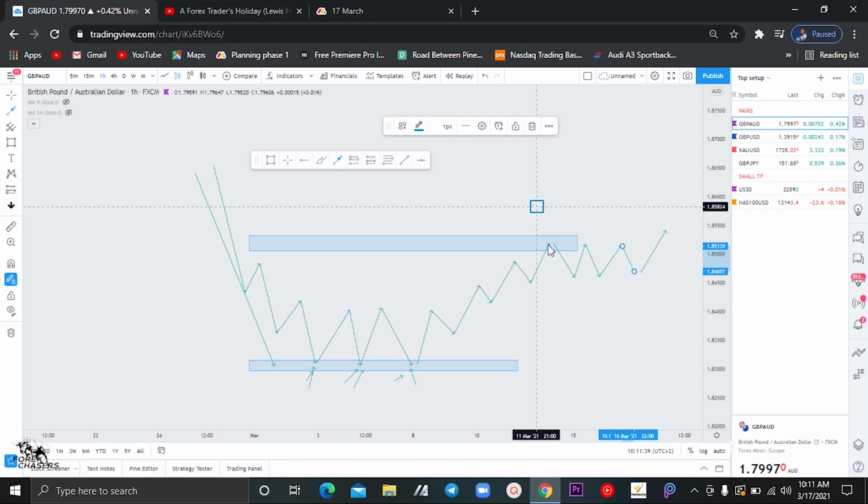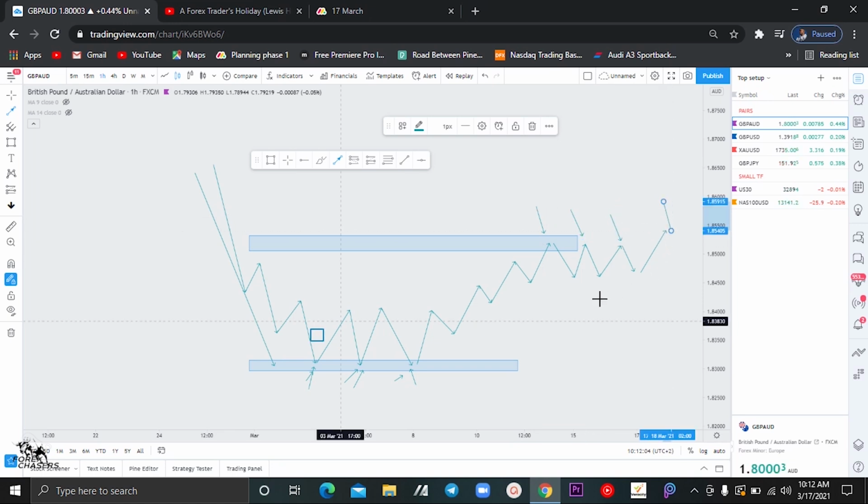So how do we spot the resistance? We want to have at least more than two touches. You can see here we have 1, 2, 3, 4, which adds more to our confidence of this being our major resistance, because now we see the market rejecting multiple times, or failing to break multiple times.